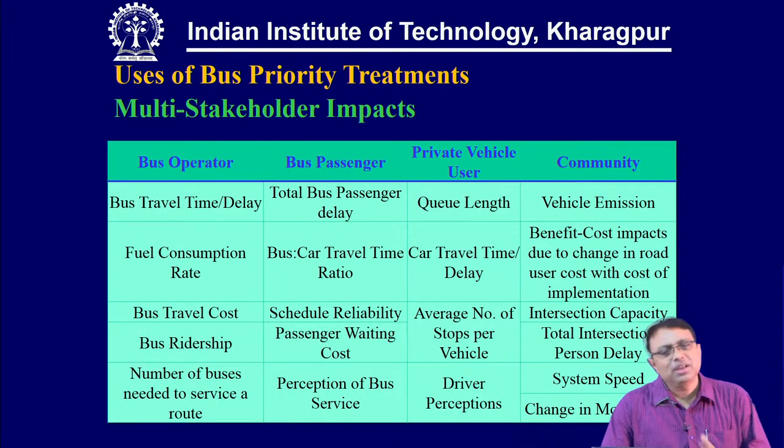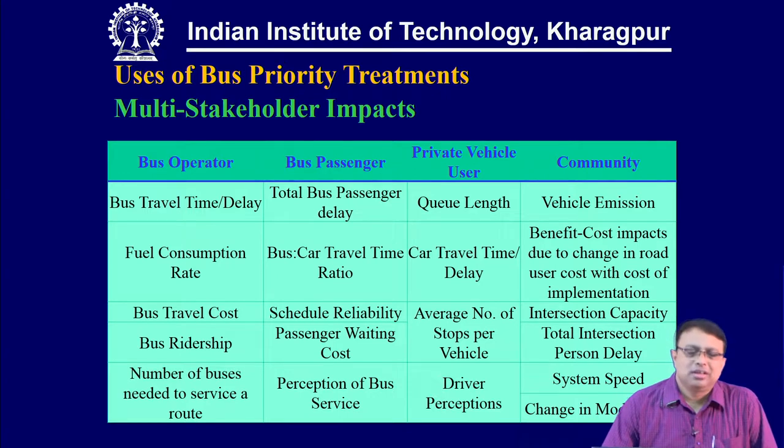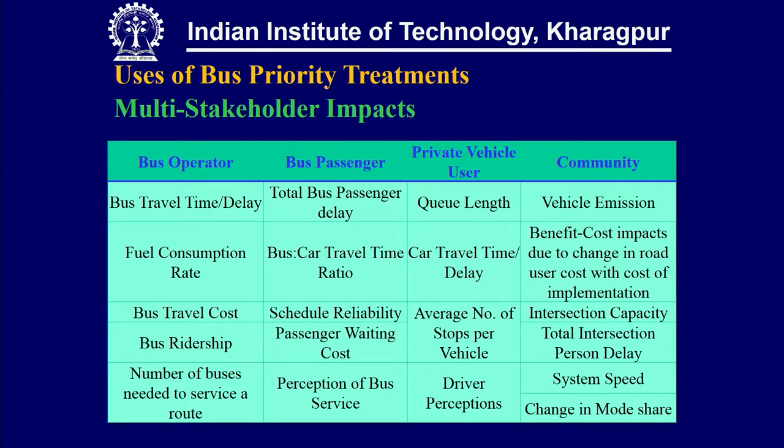Now, once you think of the bus priority techniques, then it has impact on different stakeholders. So who are the stakeholders? First is the bus operator, they are operating. There is something, in some cases positive, some cases negative, right? But in overall sense, it should be positive. Then the passengers, then also the private vehicle users, because if you are providing priority to buses, then there is a certain amount of negative impact on private vehicle users, and also the community as a whole.